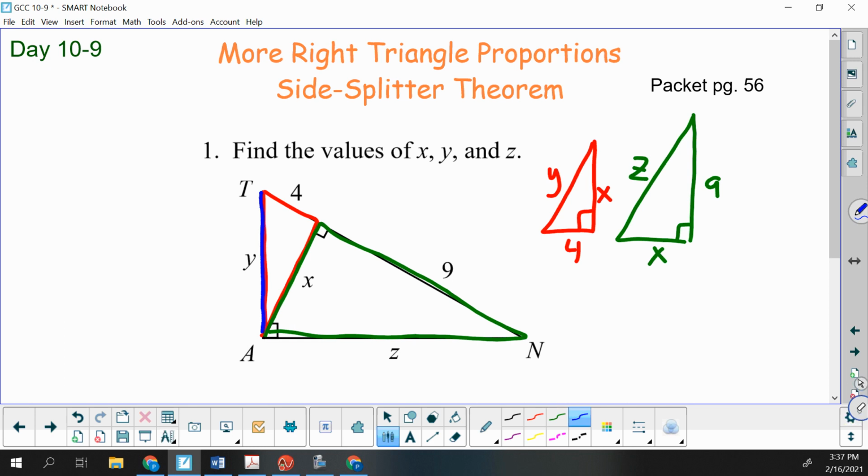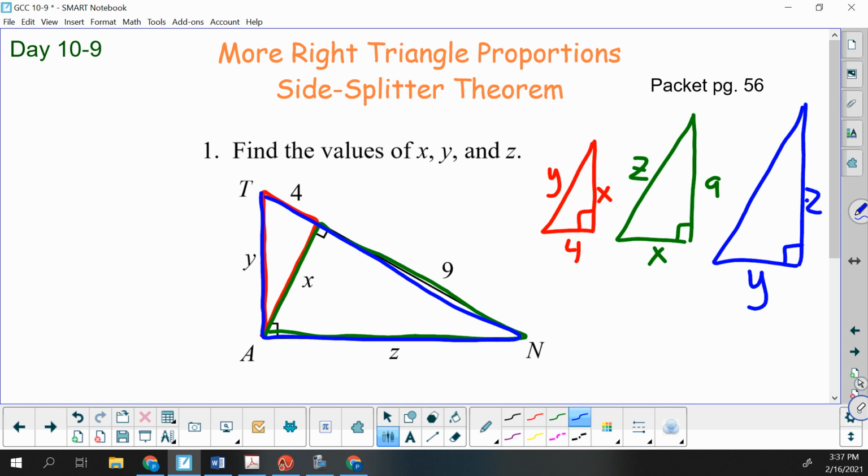And then in the huge triangle, we've got to twist that to the left. So y was the short leg, z was the long leg, and 9 plus 4, so in other words 13, is the hypotenuse.